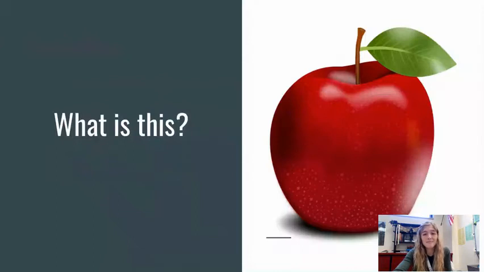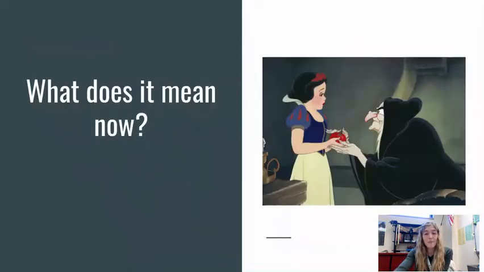What is this? All right, it's an apple. Cool, great. On the surface level, sometimes you're going to have objects like apples, and really, at its base, all it is is an apple. That's what it is. But then when you add the context surrounding that object, it makes it mean something different.